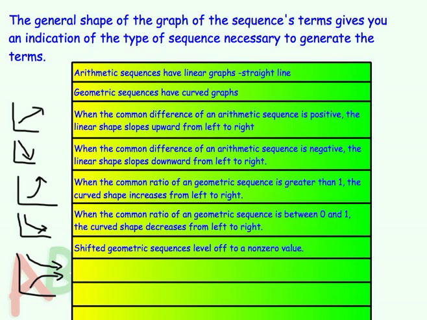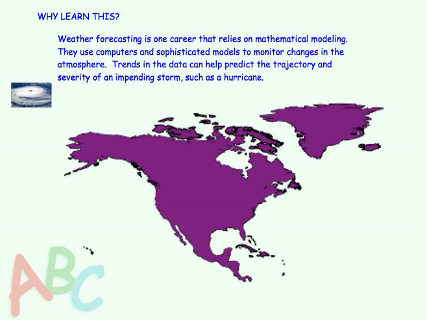Why do we need to know this? Why are we learning about this? Well, weather forecasting is one career that relies on mathematical modeling. They use computers and sophisticated models to monitor changes in the atmosphere. Trends in the data can help predict the trajectory and severity of impending storms, such as hurricanes.